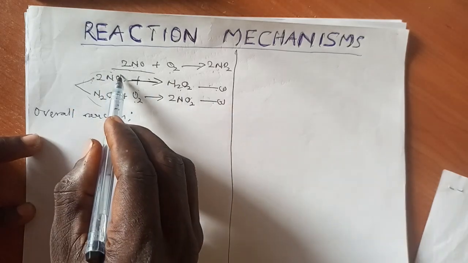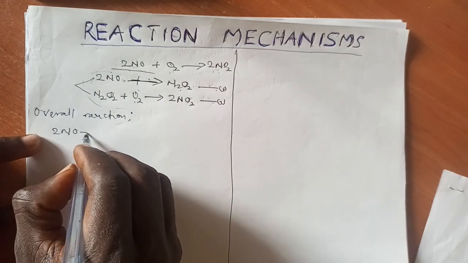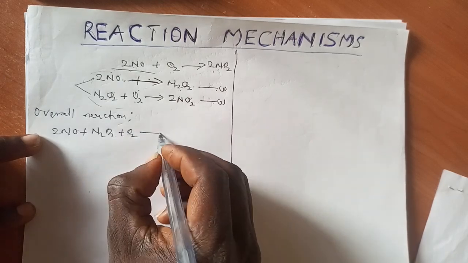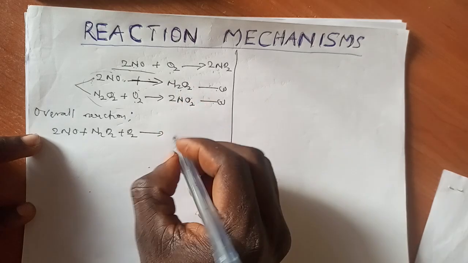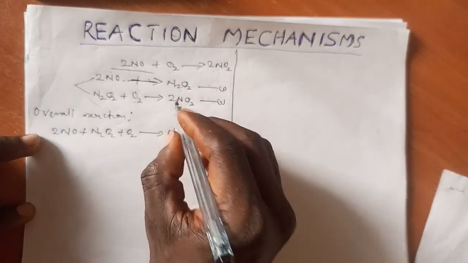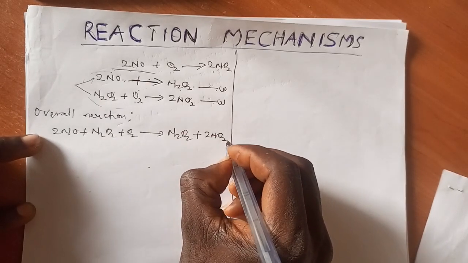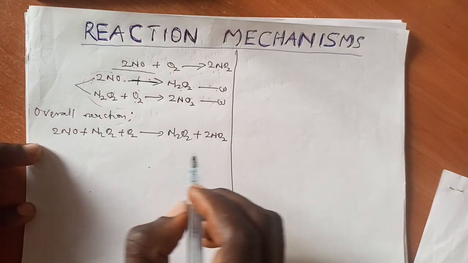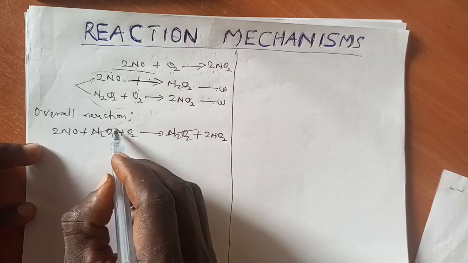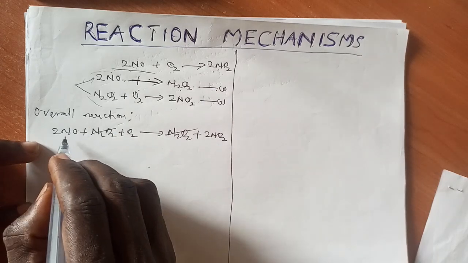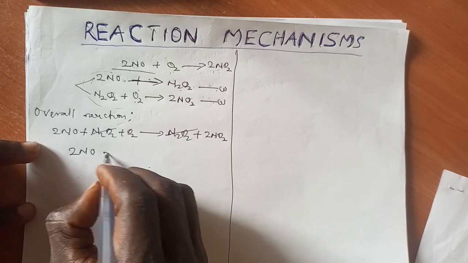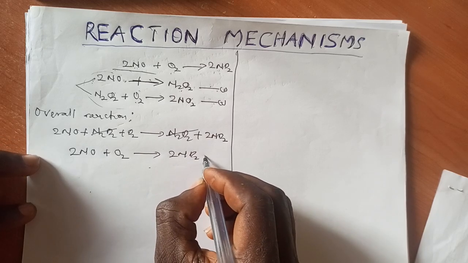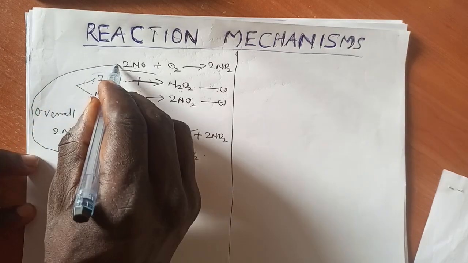For step one, this is the reactant, I have 2NO, plus step two, this is the reactant, N2O2 plus O2. For step one, this is the product, N2O2, plus step two, this is the product, 2NO2, which means that this one, you cancel that identical species. When you cancel that identical species, what will be left? 2NO plus O2 to give you 2NO2. This is our overall reaction, which is equivalent to what you were given.